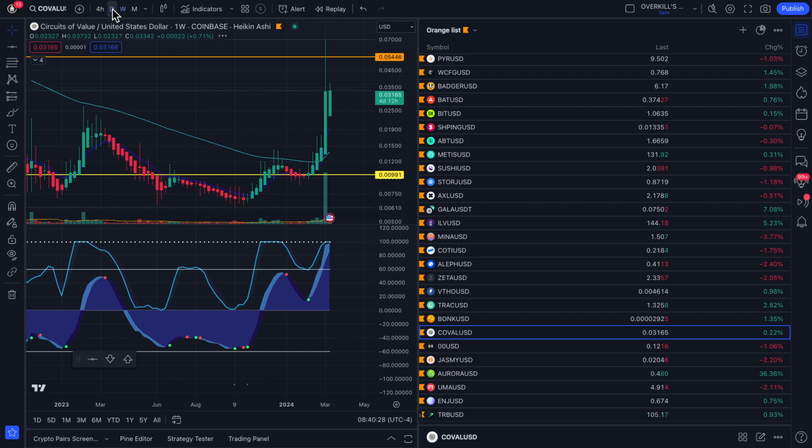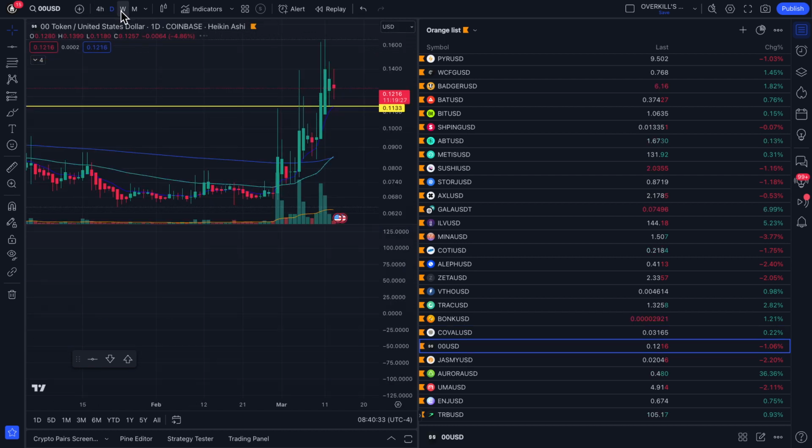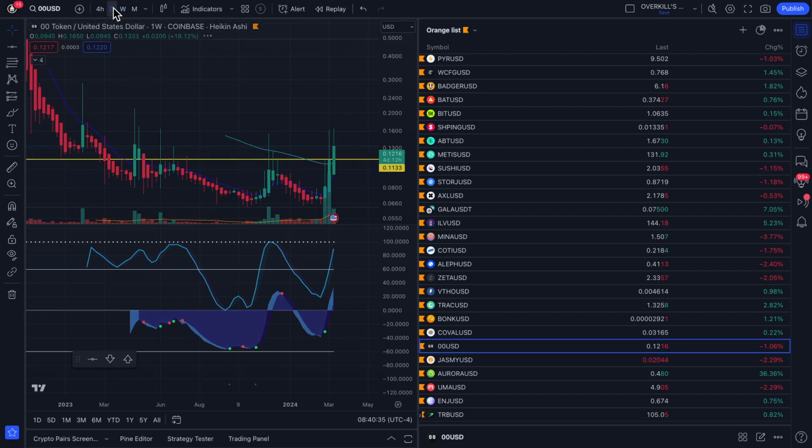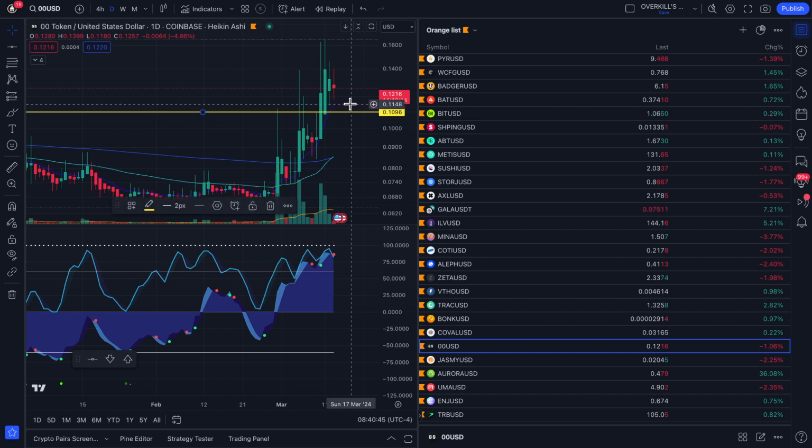Koval, I don't know. I'd be looking for the green dot on the daily for an entry. OO token or 00 token. I don't know. I'd probably look to take profits here, probably right now, honestly. Or I'd set a stop loss at 10 cents.